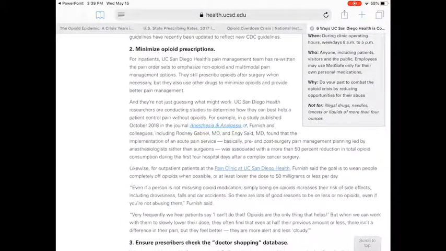Giving providers ways to minimize the opioid prescriptions, figuring out other mechanisms of dealing with pain. One of the things it talks about at the top here was that their pain management team rewrote their pain order sets to optimize non-opioid pain management options so that opioids weren't just the automatic go-to off the bat.